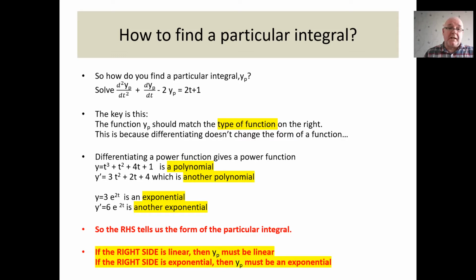Okay. On the other hand, if the right hand side is a quadratic, then we're going to start with a quadratic as a particular integral. If the right hand side is an exponential, we're going to start with an exponential as our particular integral. So we're going to try and match the type of functions.